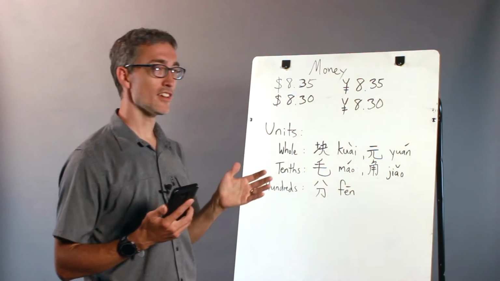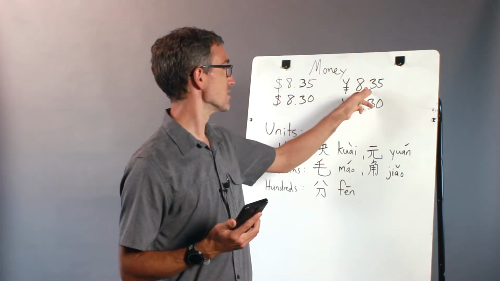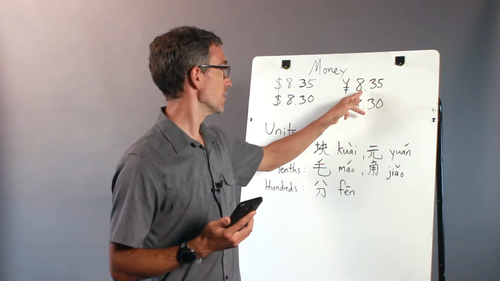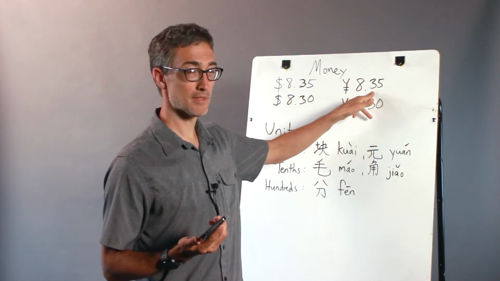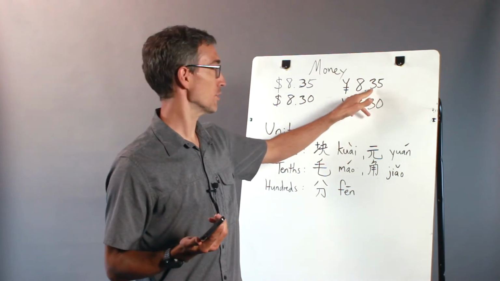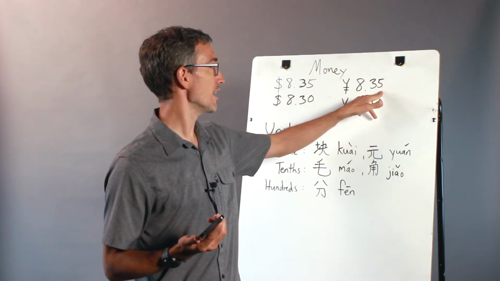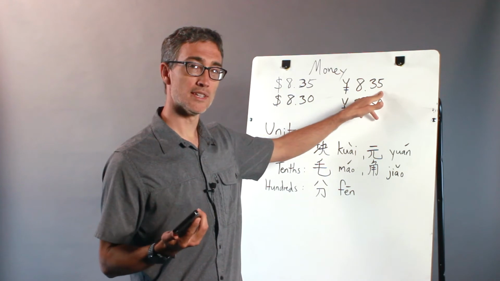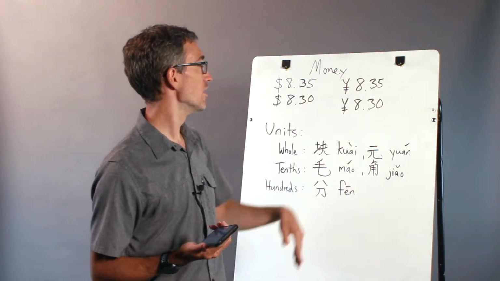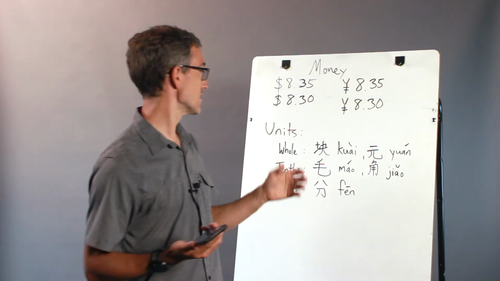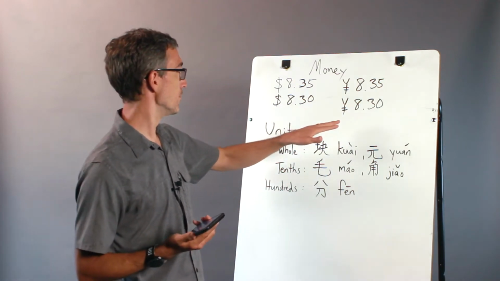In Chinese, it's different. Each of these numbers has its own unit. And so we have a whole unit, we have a tenth unit, like dimes. In American money, we call it dimes. And then we have a hundredths unit, which in American money is cents. So in China there are 3 units, and I'll go over them right now.